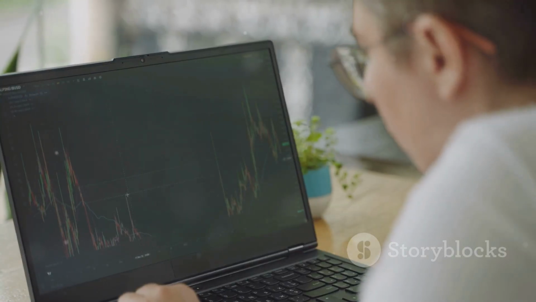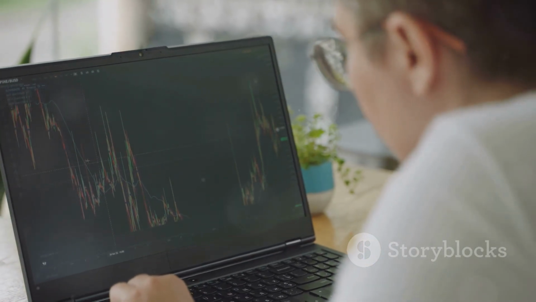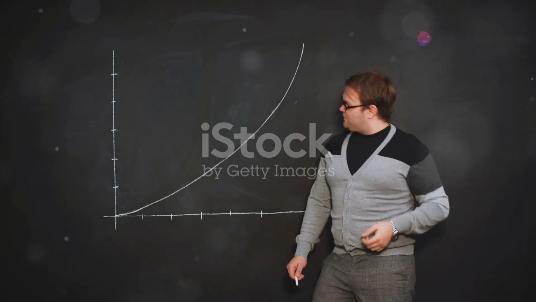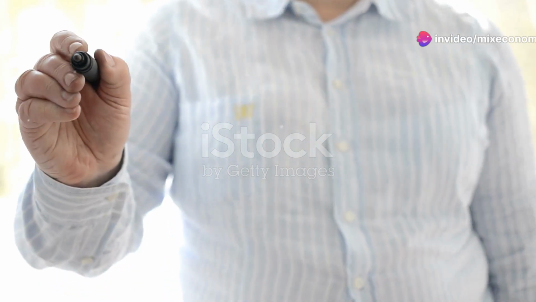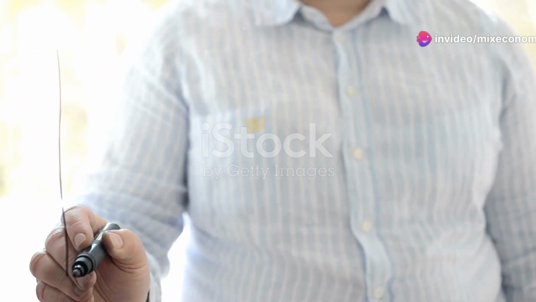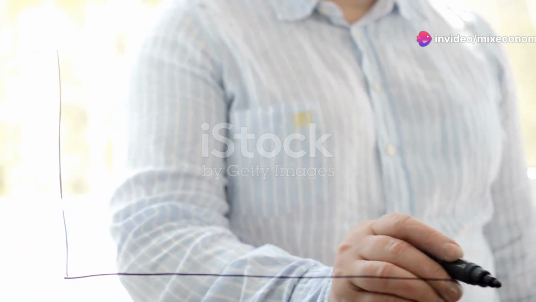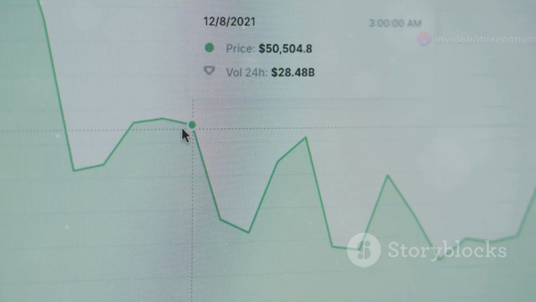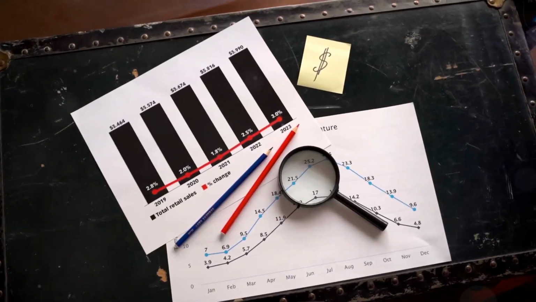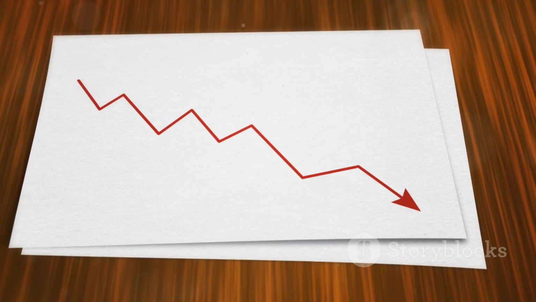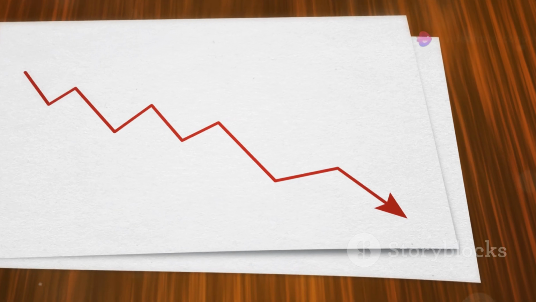Economists use graphs to visualize complex concepts. The demand curve is one such tool. It shows the relationship between the price of a good and the quantity demanded. Imagine a simple graph. The vertical axis represents price. The horizontal axis represents quantity. The demand curve slopes downwards from left to right.